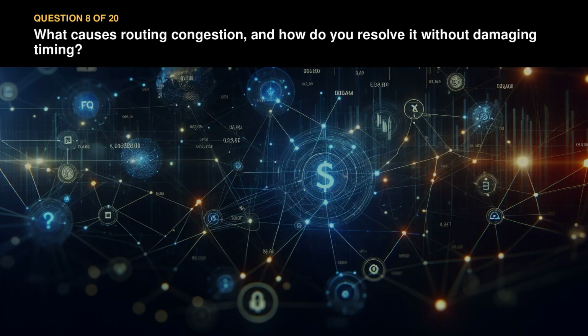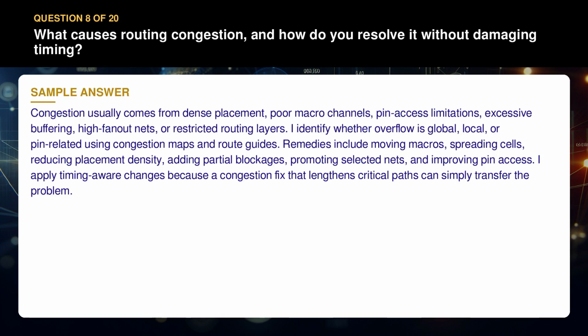Question 8. What causes routing congestion, and how do you resolve it without damaging timing? Congestion usually comes from dense placement, poor macro channels, pin access limitations, excessive buffering, high fan-out nets, or restricted routing layers. I identify whether overflow is global, local, or pin-related using congestion maps and route guides.